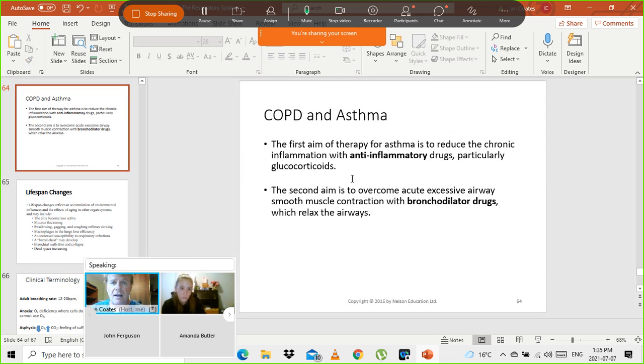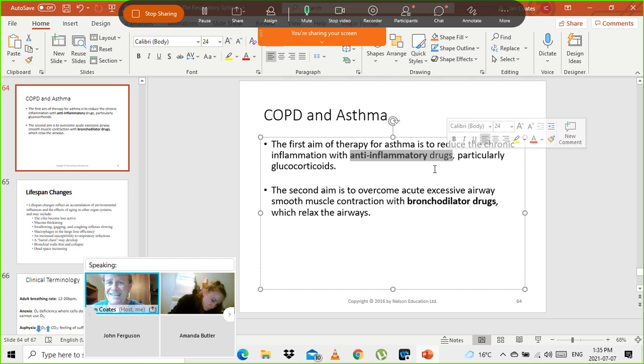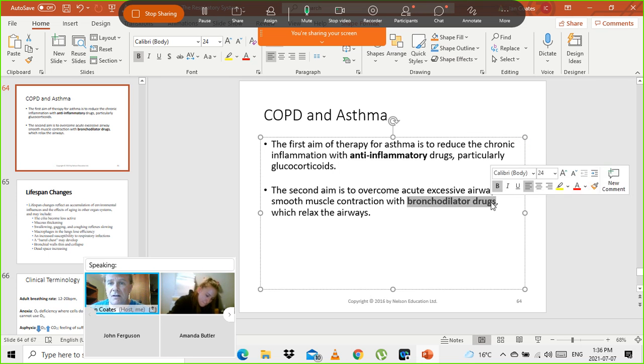Again, lots of information, COPD and asthma. They're anti-inflammatory drugs. I like that word too. Anti-inflammatory drugs: Tylenol, Panadol, aspirin, ibuprofen. These are all anti-inflammatory drugs. They take away the inflammation. Vasodilators, also called bronchodilators. Bronchodilators, specifically for the lungs.